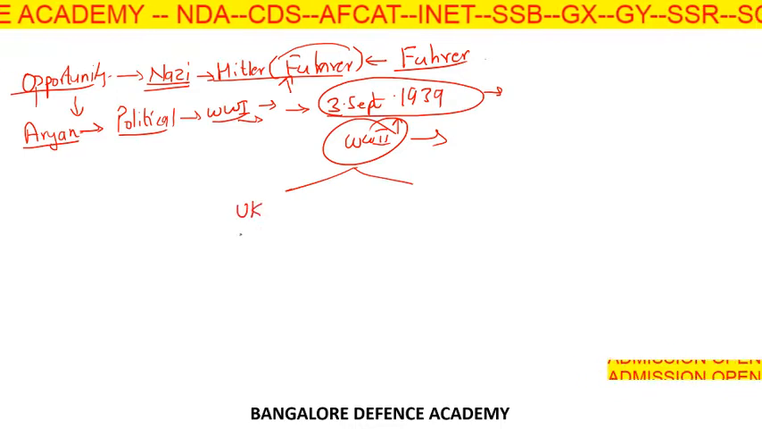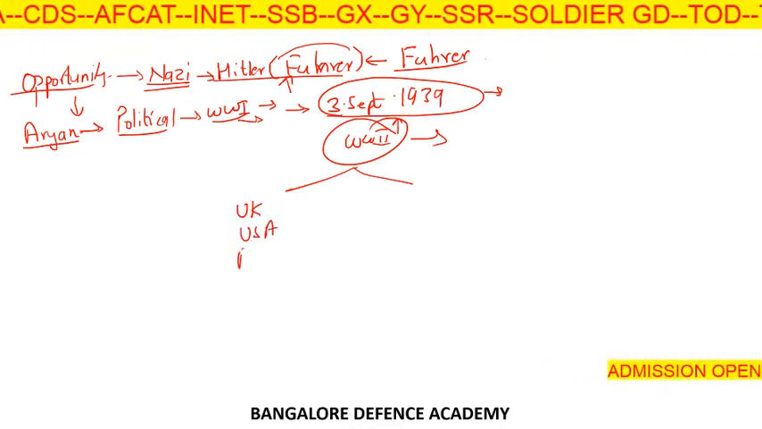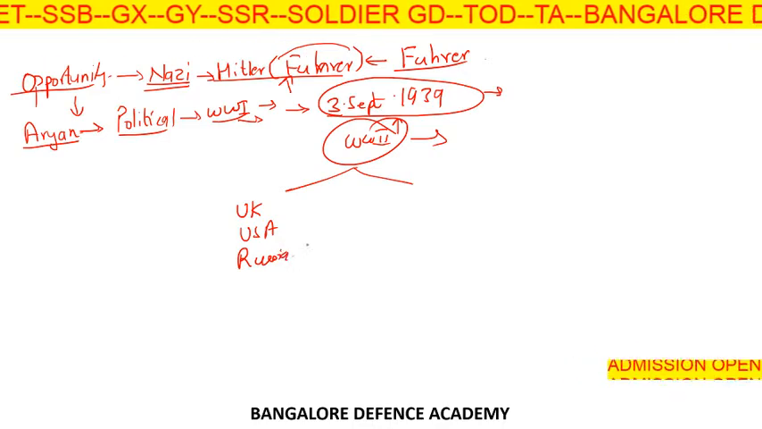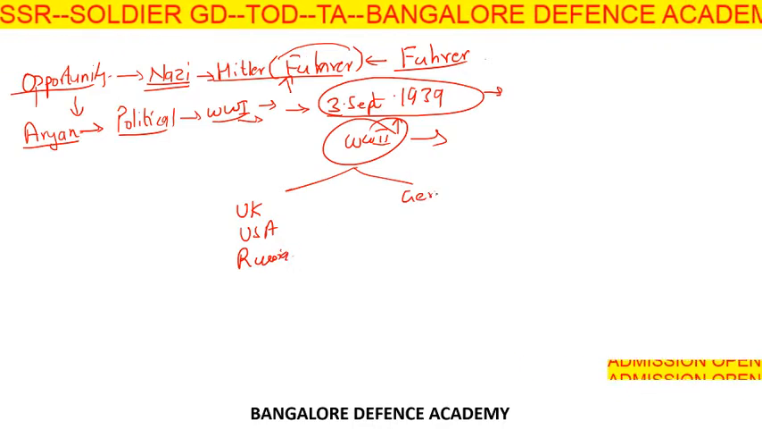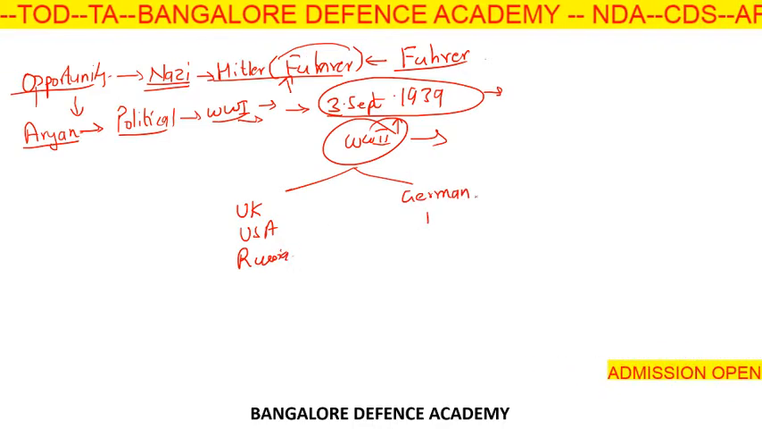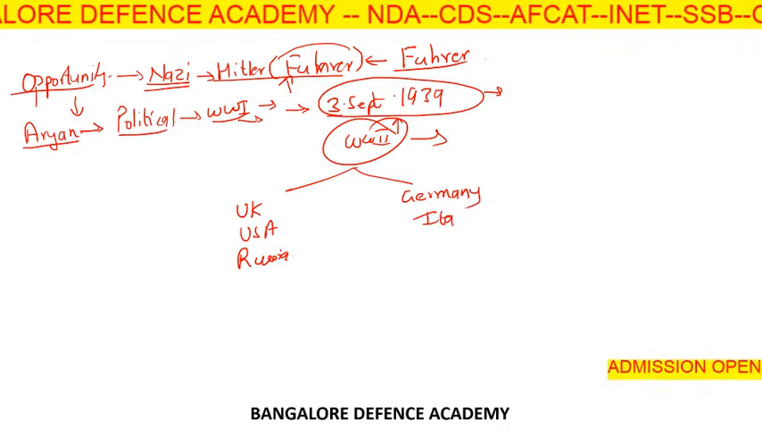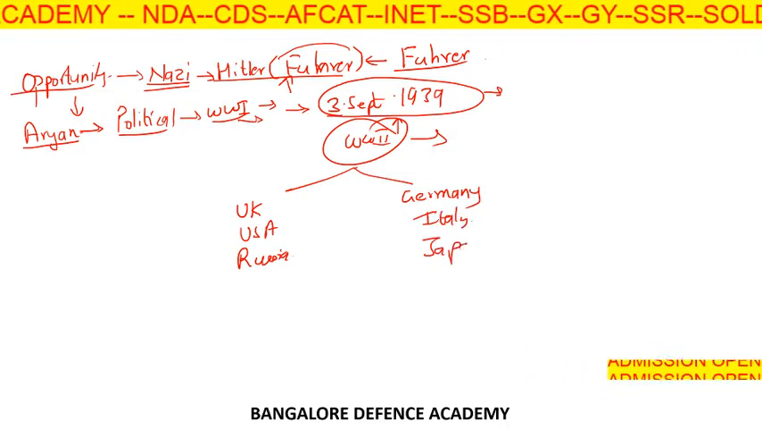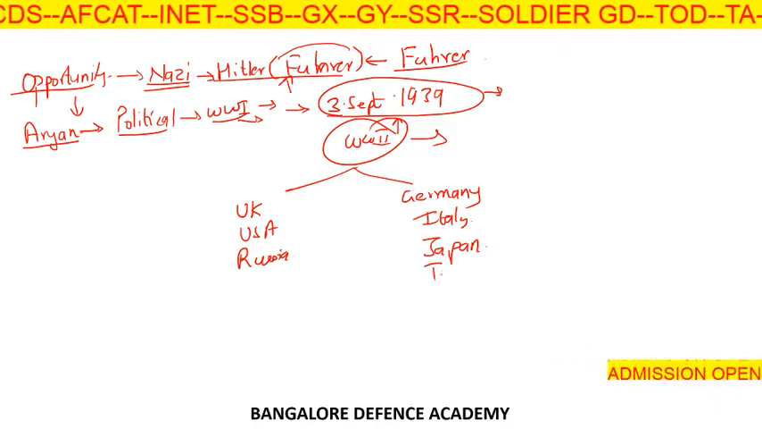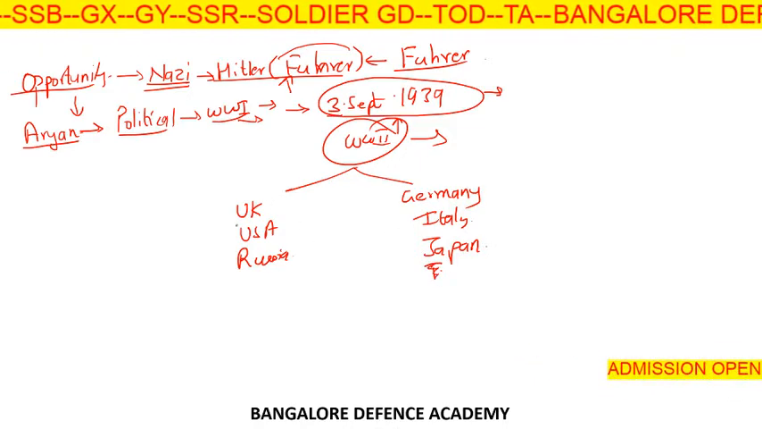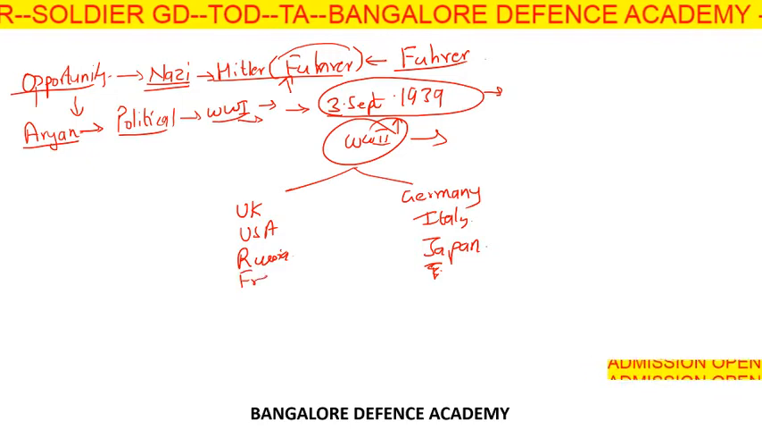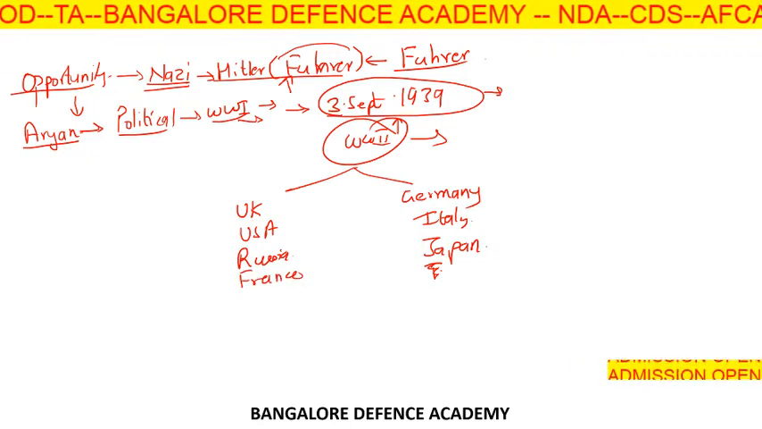Now this World War Two again divided the nations into two sides. On one side, it was Great Britain, then USA, then Russia. On the other side, it was Germany, then Italy, then Japan. Okay, France is also there on the first side.